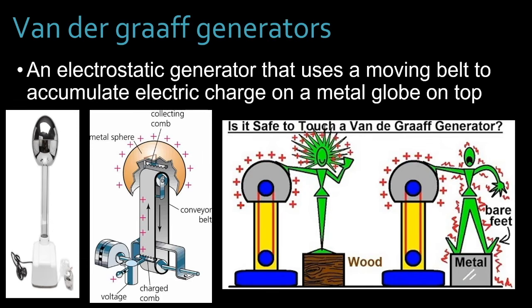A Van der Graaff generator is a piece of apparatus that builds up an electric charge on a dome due to static electricity. It is a generator that uses a moving belt which will accumulate the charge on top of the metal globe that is placed at the top of the Van der Graaff generator.